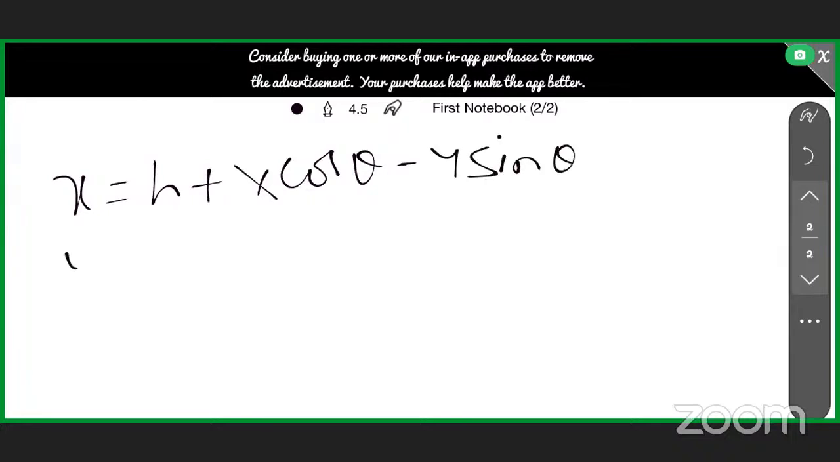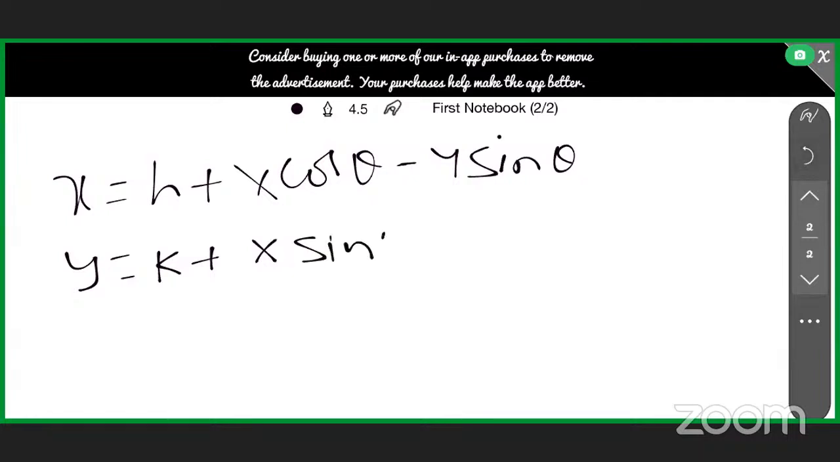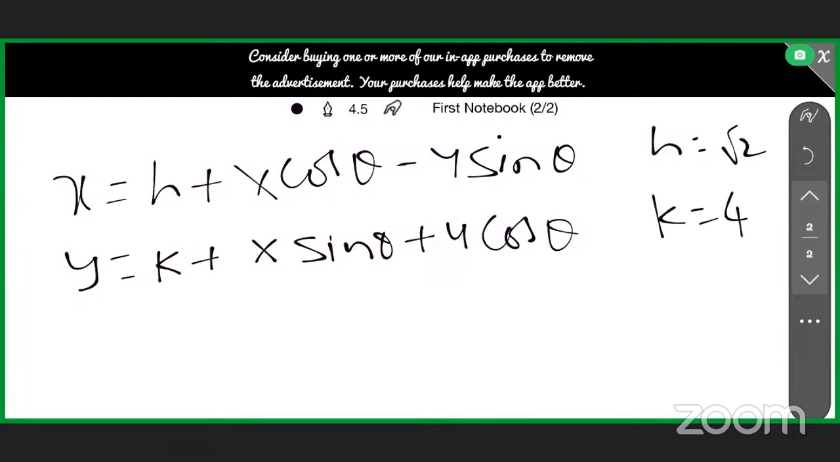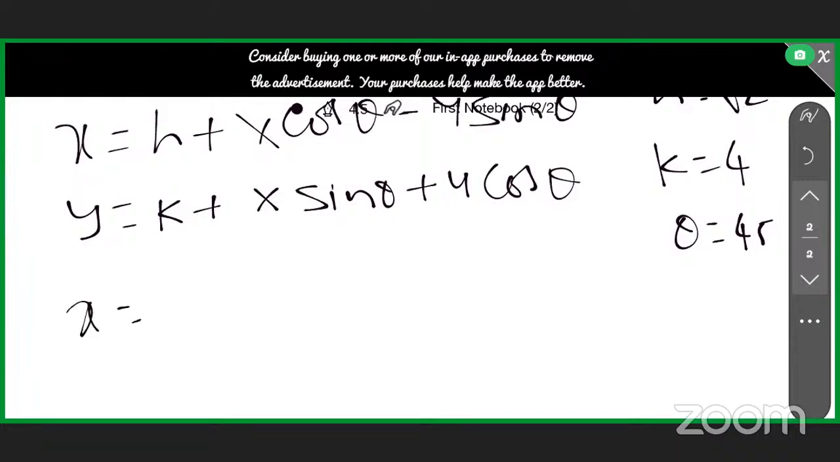Theorem number 3 says x is equal to h plus x cos theta minus y sin theta. y is equal to k plus x sin theta plus y cos theta. Now my h value and k value: h value is equal to root 2, k value is equal to 4. Theta is equal to 45 degree.